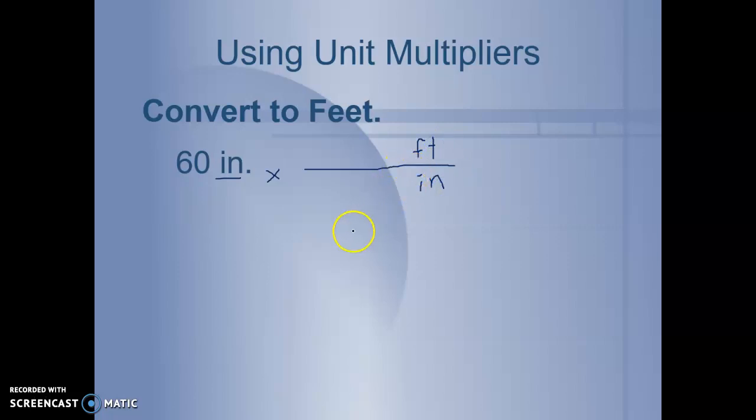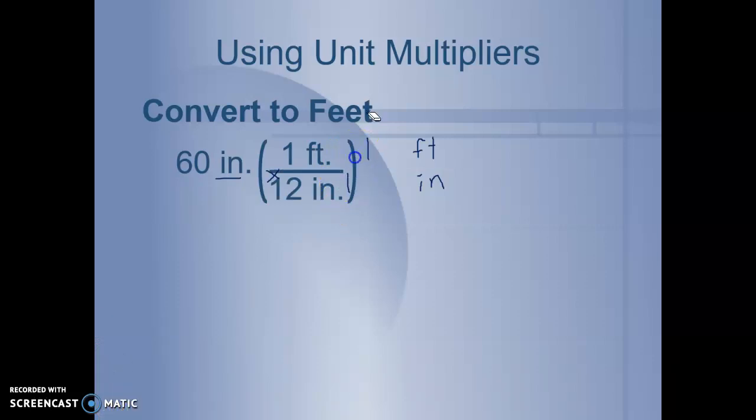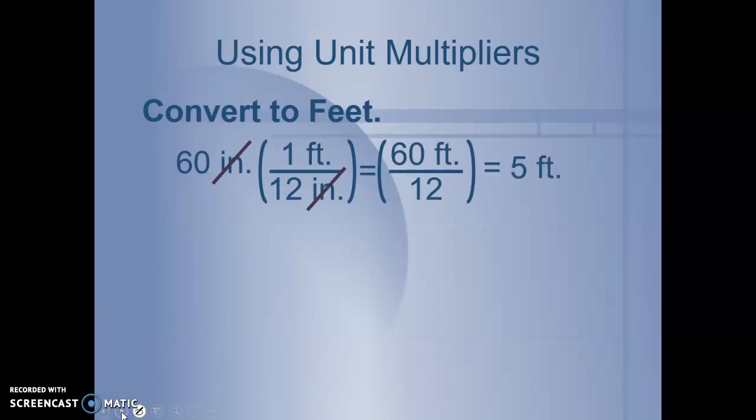And we have to think about what our unit rate is. Well, we know that 1 foot, 1 unit, 1 foot is equal to 12 inches. Once we have our unit multiplier in there, like so, we can go ahead and multiply just like we would with any other rational number or fractions. Reduce if you can, and then multiply. Our inches will cancel. That leaves us with 60 feet over 12. 60 divided by 12 is 5 feet.